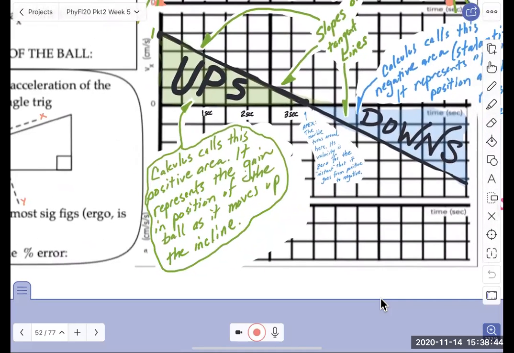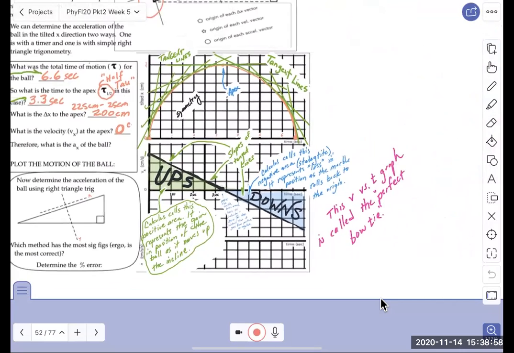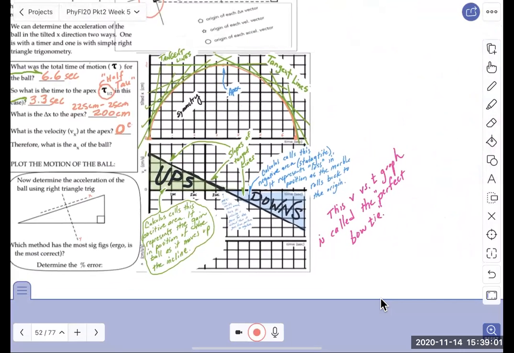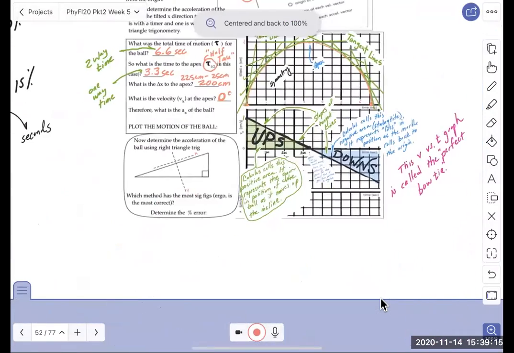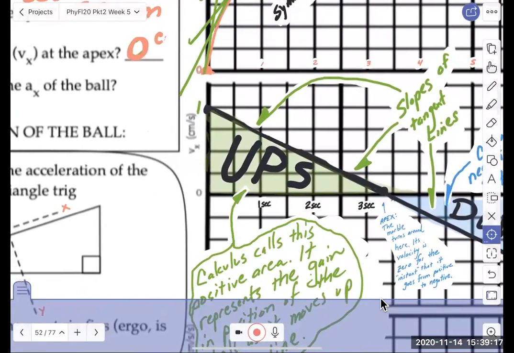This green, calculus would call the positive area. This represents the gain in position of the ball as it moves up the incline. The area under the curve is the tenet of calculus. Calculus, the word, means a building up, right? You get calculus in your teeth, and the hygienist has to scrape it off. So it's a building up of layers. Well, that's what this is. As I move left to right through time, I am gaining position. I'm going to go into detail on this in a second.